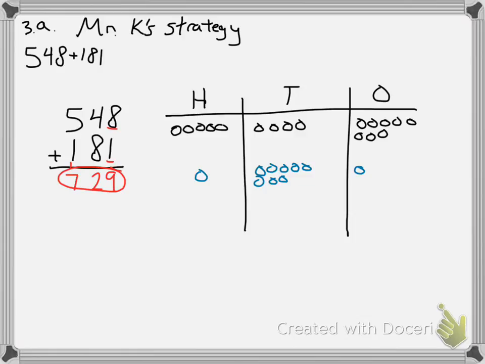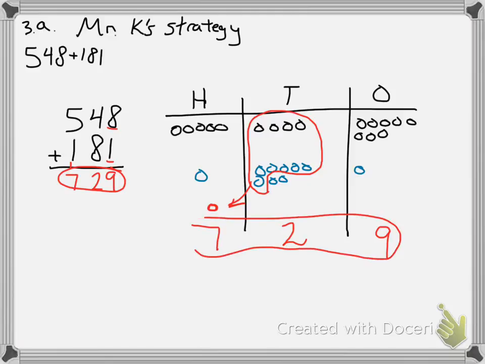Alright, so I'm going to go ahead and start counting up from my 1s column, of course. So I have 8, 9 over there. And then I have 1, 2, 3, 4, 5, 6, 7, 8, 9, 10. Alright, here. And then, of course, I need to move it over here, put my little dot. Then I've got 2 left over in the 10s place. I have 5, 6, 7 right here. So I end up with 729.